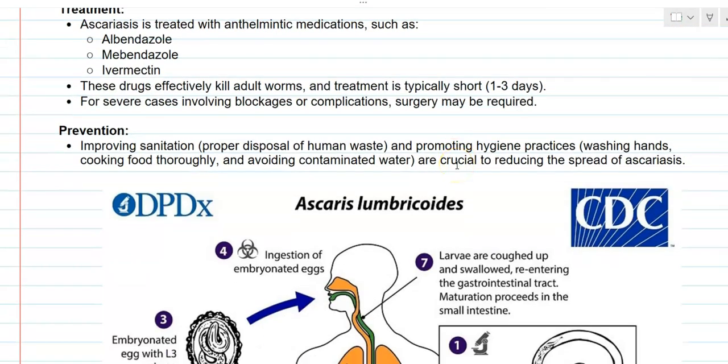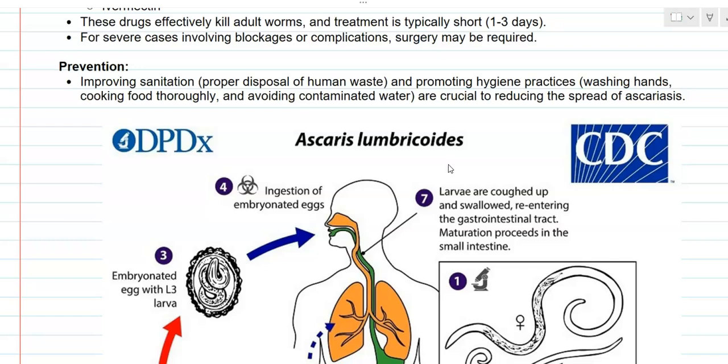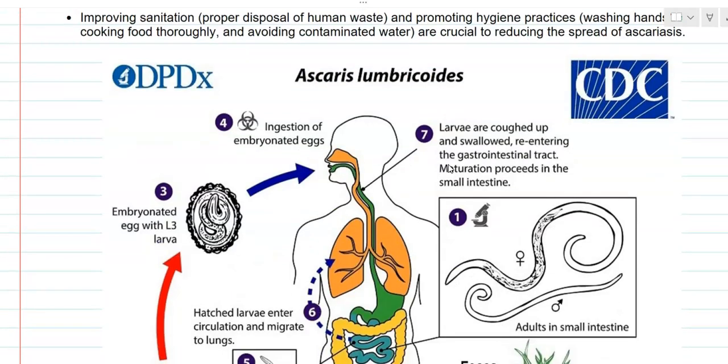What are the prevention methods which we need to adopt mainly to get rid of this infection? It includes improving sanitation, that is proper disposal of human waste, and promoting simple hygiene practices such as washing hands, cooking food thoroughly and avoiding the usage of contaminated water, which are all crucial steps in which the pathogen could be transmitted to new individuals. These sanitation procedures could help in reducing the spread of ascariasis.